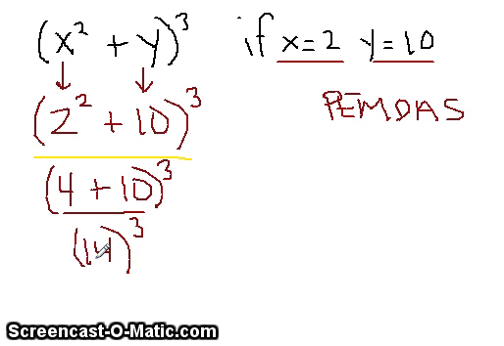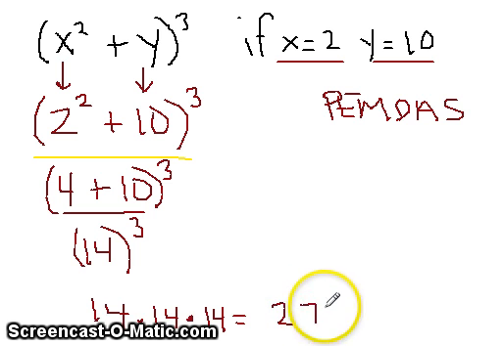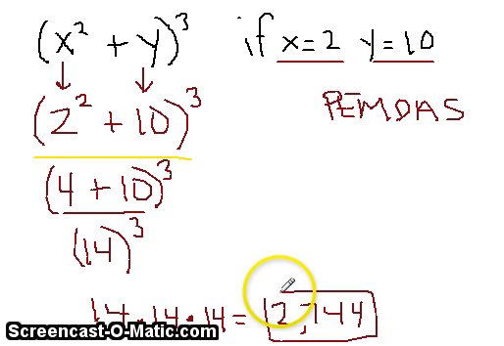So kind of a large number to be multiplying. And again, remember, 14 to the third power just means 14 times 14 times 14. Okay, and that gives us 2,744. And that would be our final answer.